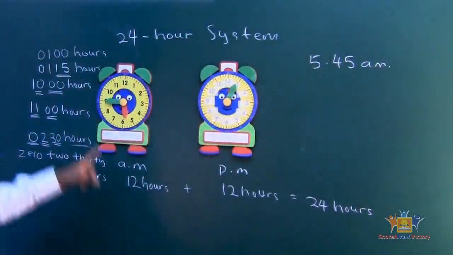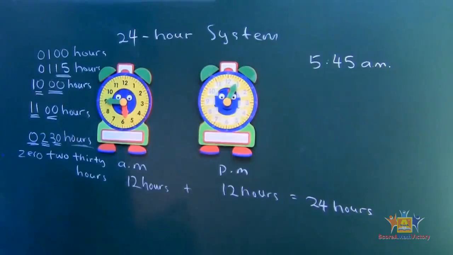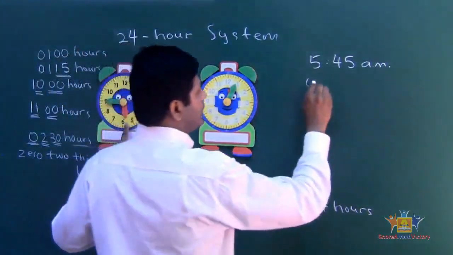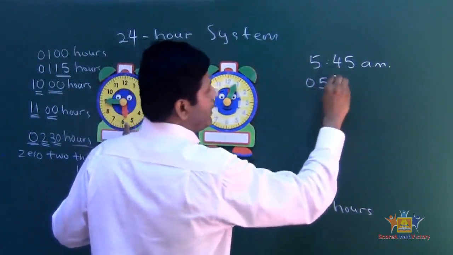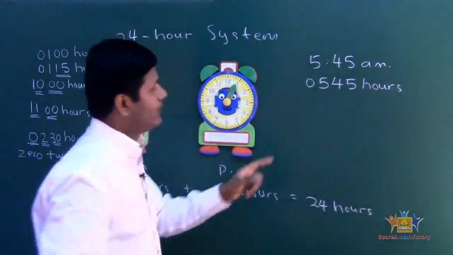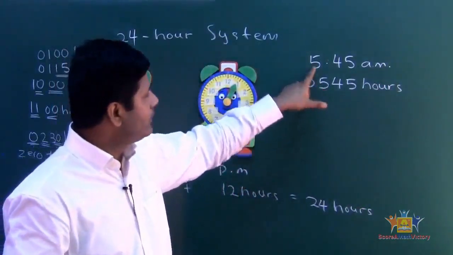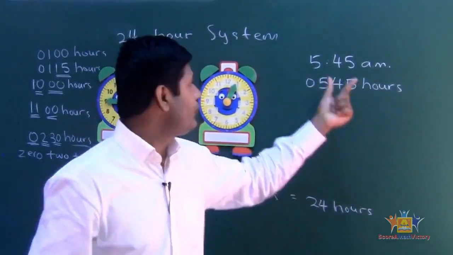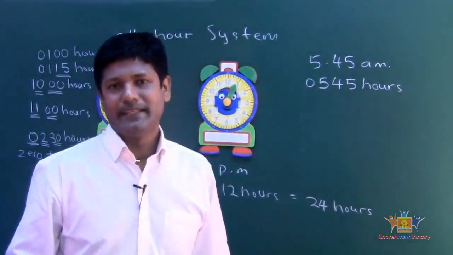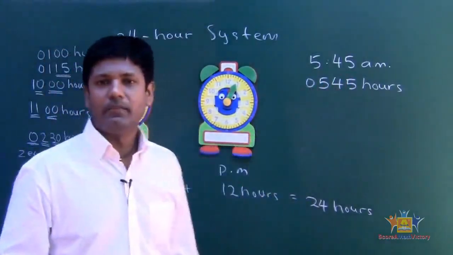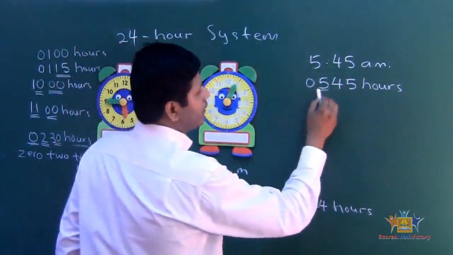Now, if I were to express that in a 24-hour system, it's 05 and the 45 hours. See that? 05, 45 hours. And I know that is the morning. If you get to the afternoon, then you will know why I should be able to tell that, because I'm not filling up. I'm just saying the 5.